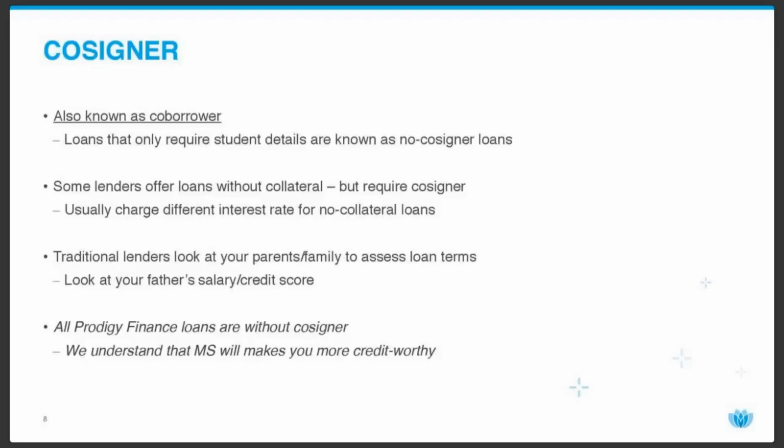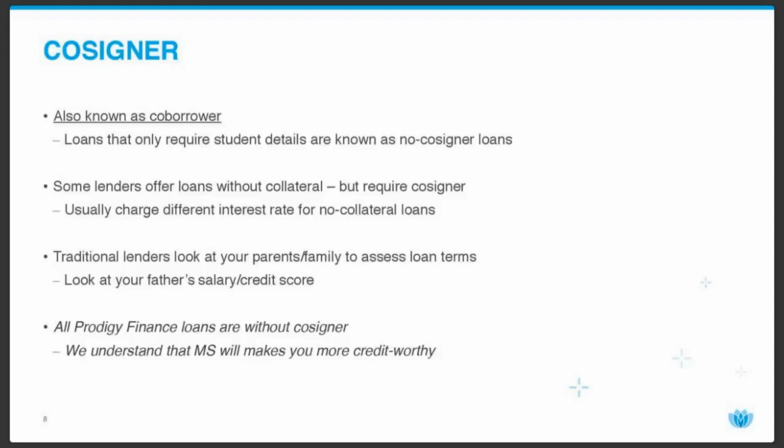A co-signer is also known as a co-borrower, and a co-borrower is someone whose credit profile lenders will look at to give a loan. So if someone were to give a loan without a collateral, then they would look at the co-signer's repayment history, their credit score. They would look at their income, their assets, and give loans against that.